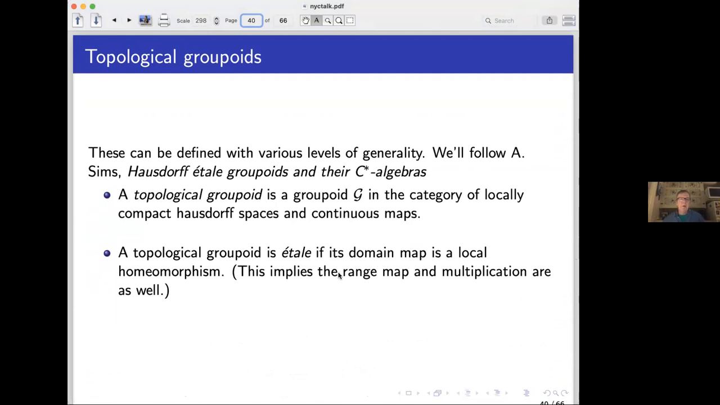So, a wonderful paper. I don't do functional analysis, so the paper that I followed to write these slides is by Sims, and it's called Hausdorff Étale Groupoids and their C-star Algebras. Pretty much all the groupoid ideas that I'm about to present come from there. A topological groupoid is just an internal groupoid in the category of locally compact Hausdorff spaces and continuous maps. We'll say such a groupoid is étale if its domain map is a local homeomorphism. I'll just mention that this implies that the range and the multiplication are as well.